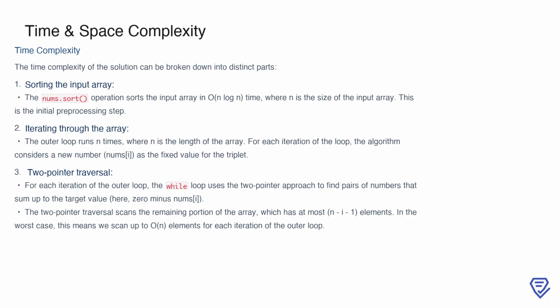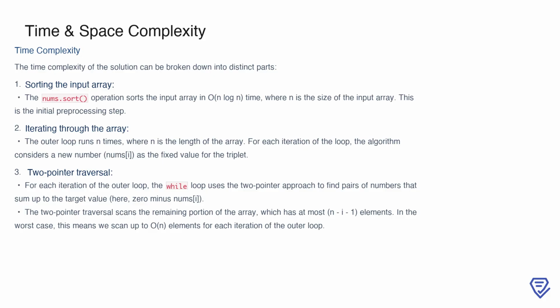In this section, we'll break down the time complexity of the solution into its main components. First, there's the sorting step, where the input array is sorted using the nums.sort operation. This sorting process has a time complexity of O(n log n), where n represents the size of the input array. Sorting is a crucial pre-processing step that allows us to efficiently use the two-pointer technique later.